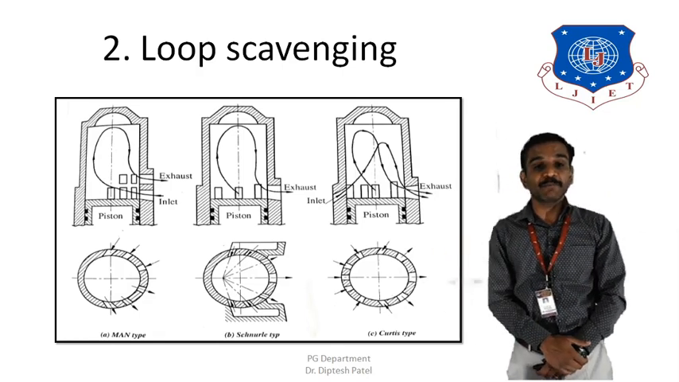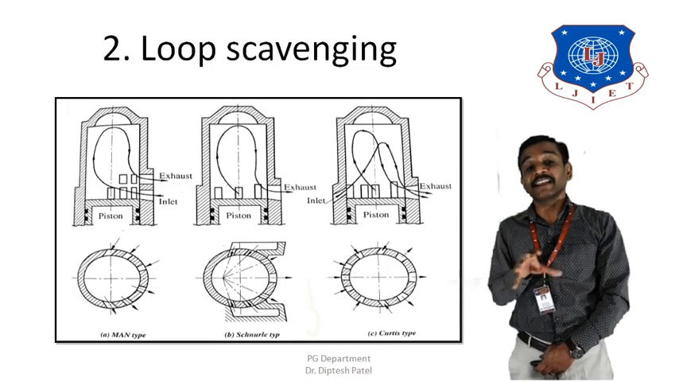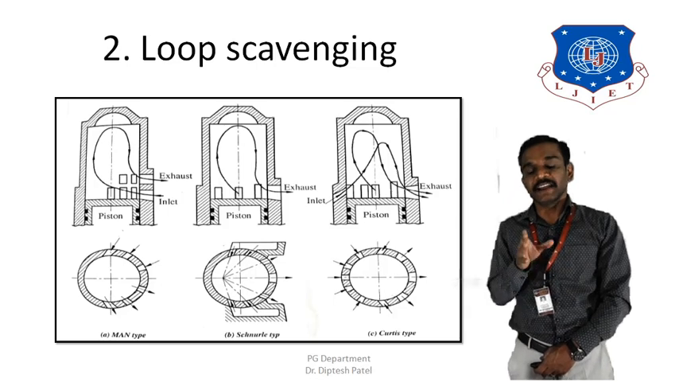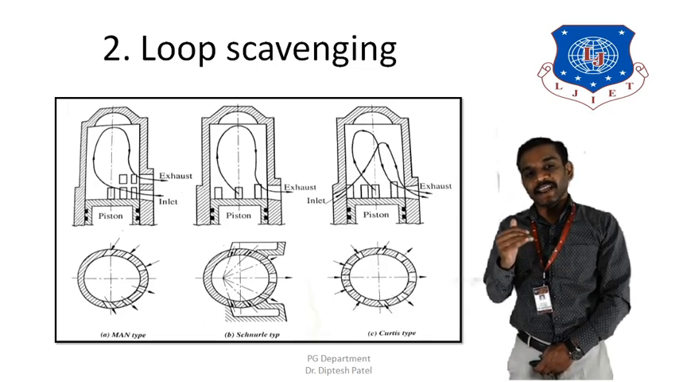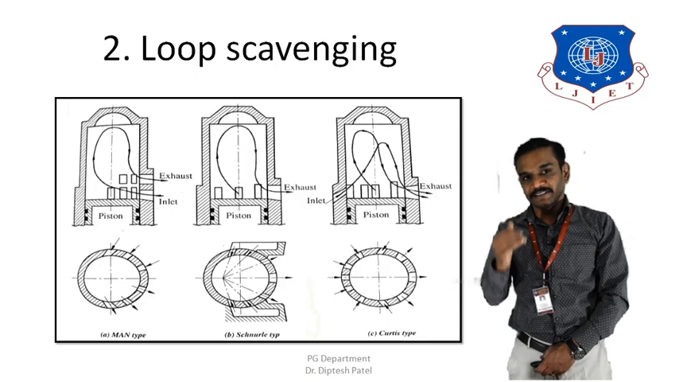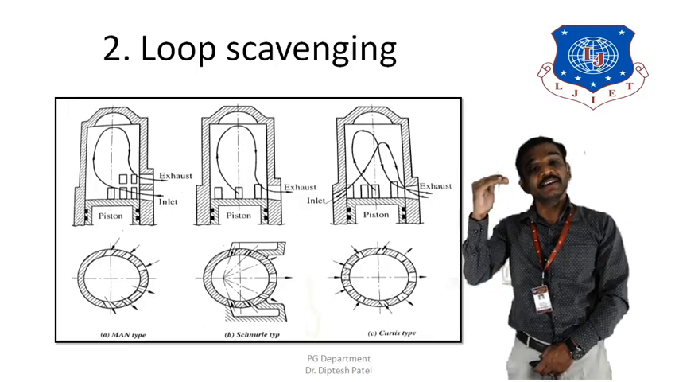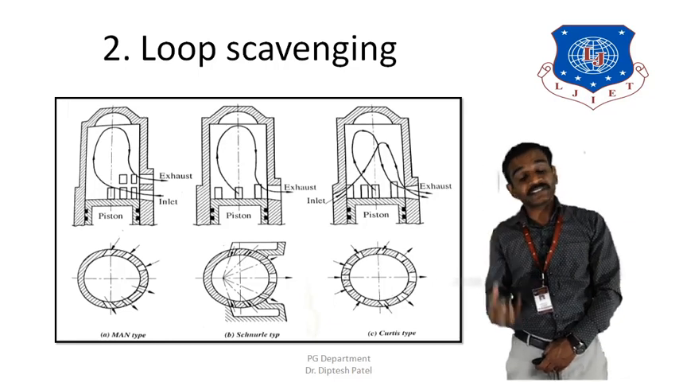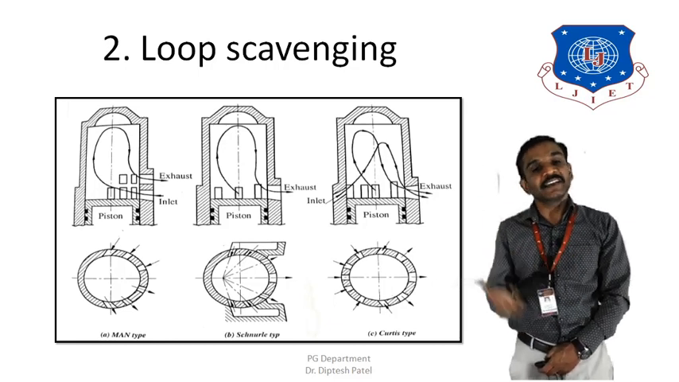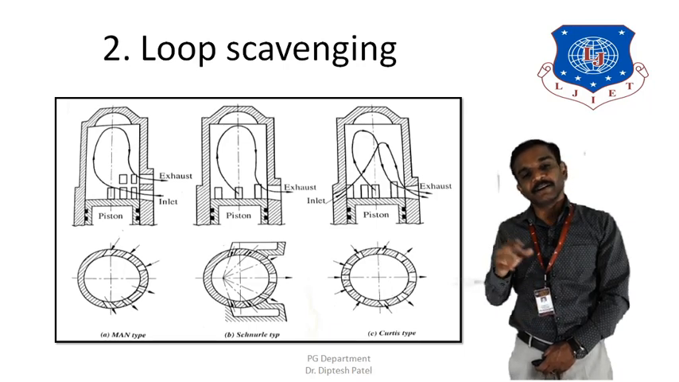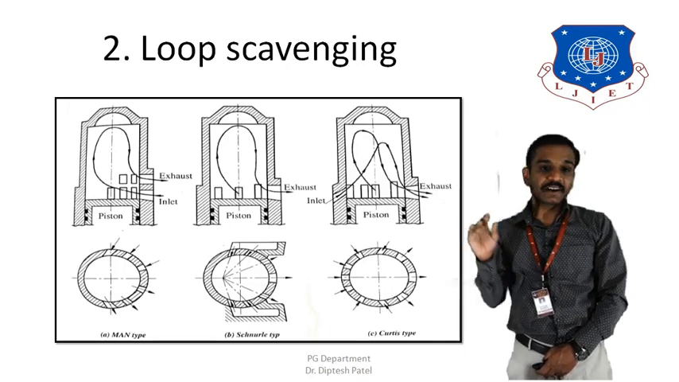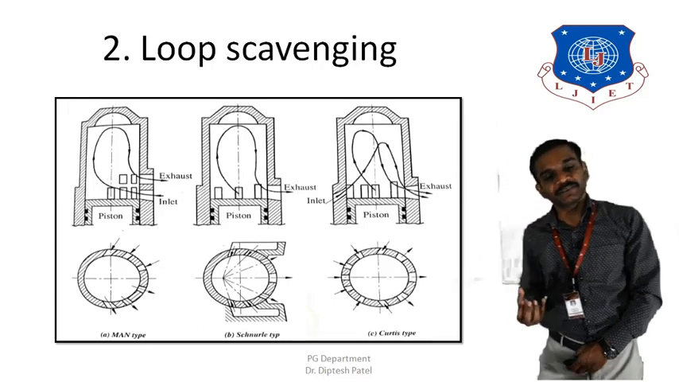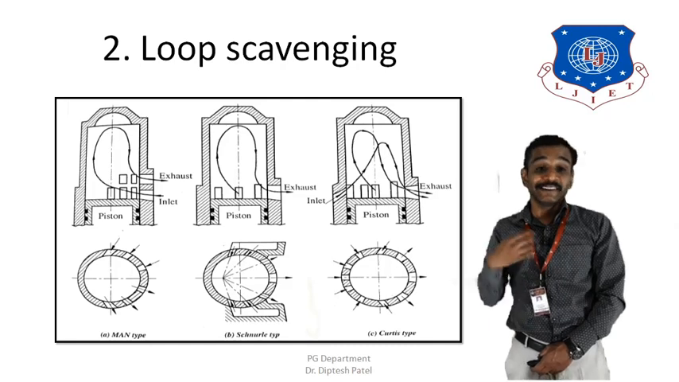The first one is the MAN type, in which both inlet and exhaust ports remain on the same side, but the inlet port would remain at the lower stage, and the exhaust would remain at the upper stage. So while the piston moves from the top dead center to the bottom dead center, first of all the exhaust port would open, and because of that the gases would start to leave the cylinder. When the piston further comes down toward the bottom dead center, the inlet port opens.